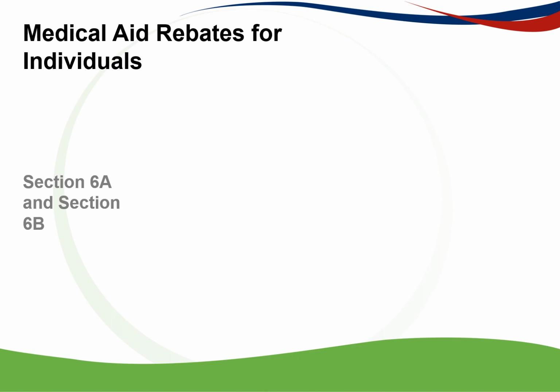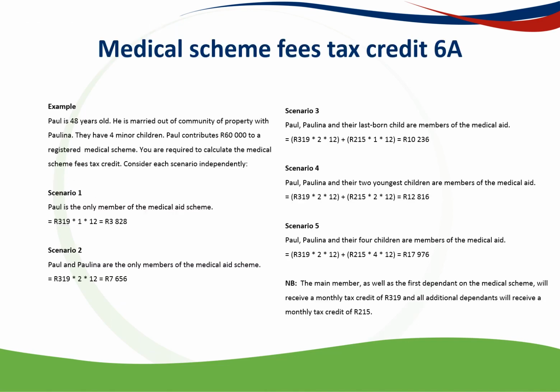So per month, each individual gets a set amount, and depending, like I said, on your age and your disability, maybe you get a different rebate available to you. So the first one is the Section 6A, that's your normal medical tax credit. The 6B is your additional medical tax credit. So there's a very nice example here up on the slide, which is very simple and self-explanatory.